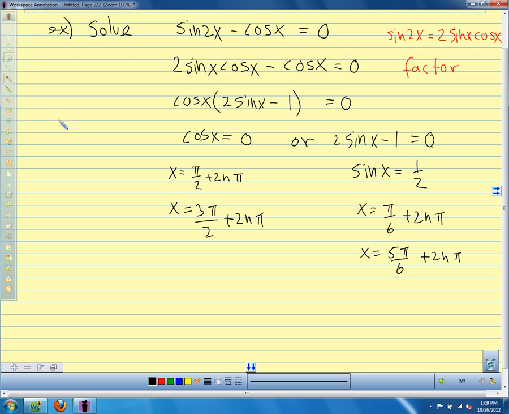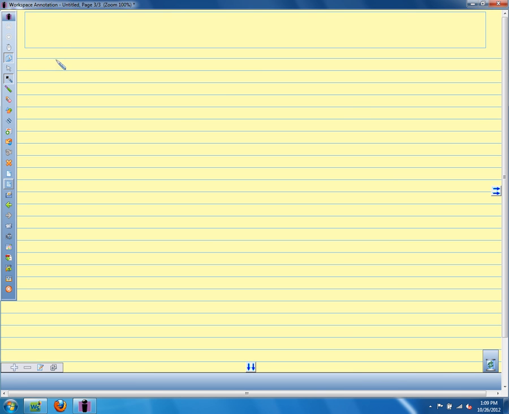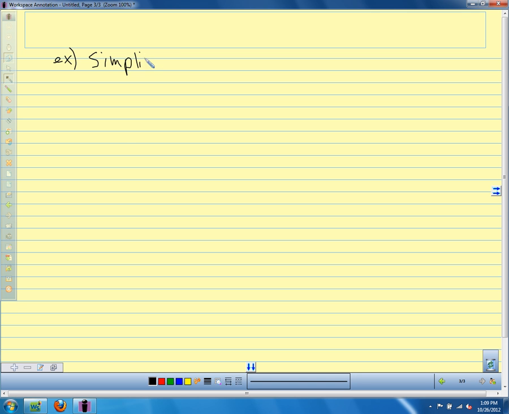All right, let's look at another example. We want to simplify cosine to the fourth x minus sine to the fourth x. So we want to simplify this. Anybody have an idea of how we might want to start?